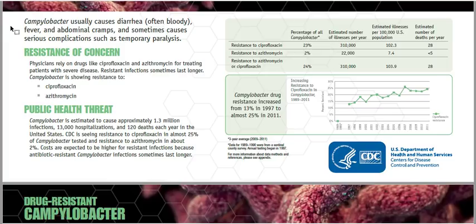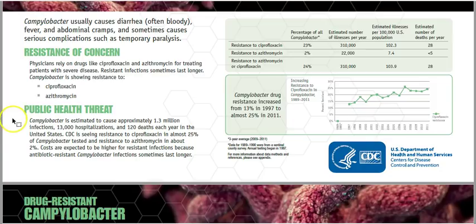Campylobacter, or CL, usually causes diarrhea, often bloody, fever, and abdominal cramps, and sometimes causes serious complications such as temporary paralysis. Resistance of concern: physicians rely on drugs like ciprofloxacin and azithromycin for treating patients with severe disease. Resistant infections sometimes last longer. CL is showing resistance to ciprofloxacin and azithromycin.